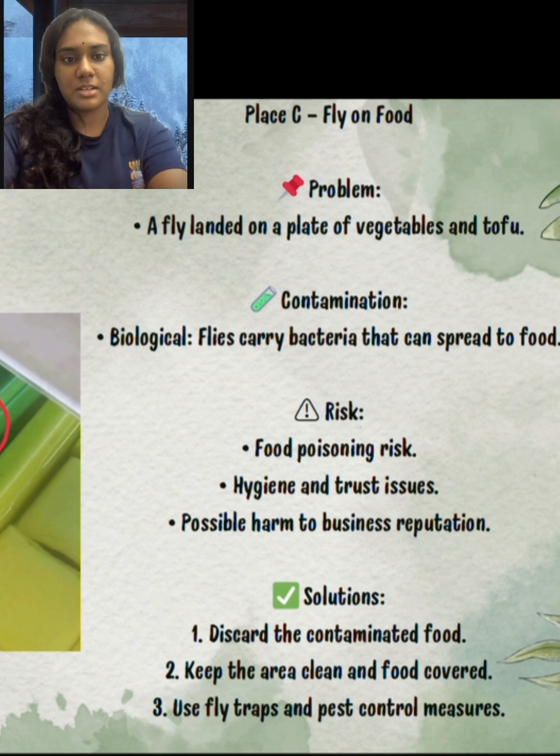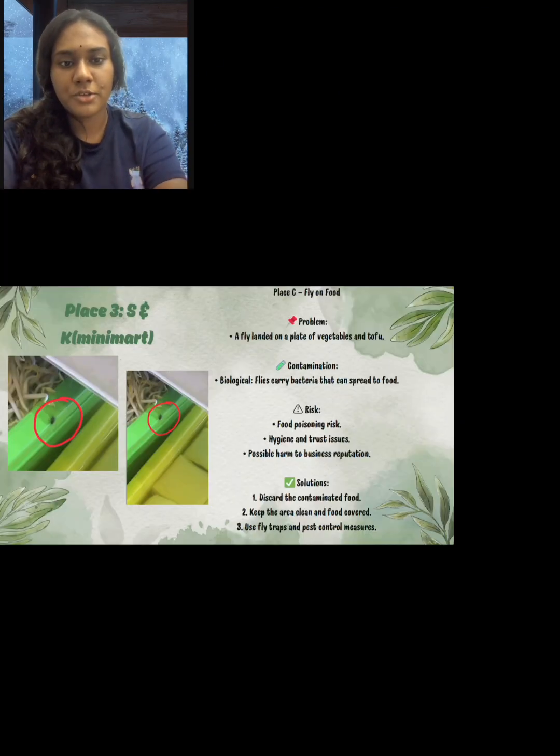In conclusion, this real life example shows how different types of contamination, physical and biological, can pose risk to health and business. By following the right preventive steps, we can maintain food safety and ensure consumer trust.